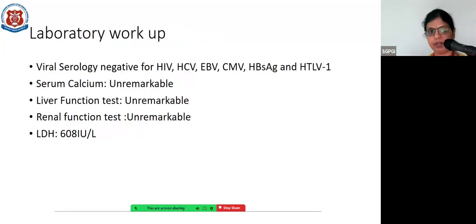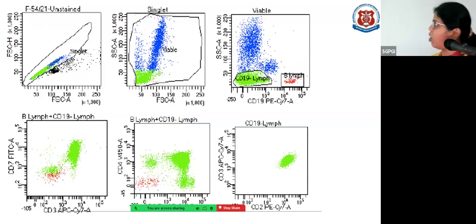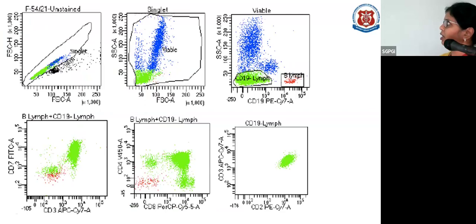So in addition, the patient investigations were sent for viral serology for HIV, HCV. All the viral markers were negative, including HTLV1. Then the serum calcium, liver function, renal function were unremarkable. The LDH was raised. So the next step was again to go for immunophenotyping to confirm the diagnosis. So here you can see that in this plot, your CD19 positive cells gated here are relatively normal in amount, and the major chunk is CD19 negative. So our initial differentials of CLL, CLL variant, PLL, marginal zone were out on this plot.